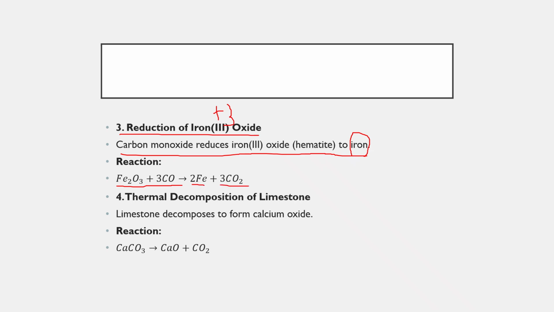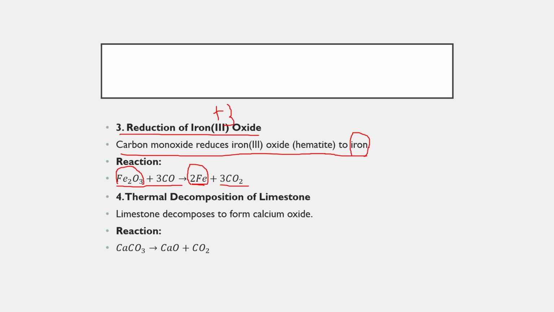What do you mean by reduction? Reduction is the gain of electrons, and the second definition is loss of oxygen. Look here, this iron oxide lost oxygen and formed pure iron. That's why, for extraction of iron from its ore, we use the method of reduction with carbon. This is the main reaction where carbon reduces the iron and forms pure iron.